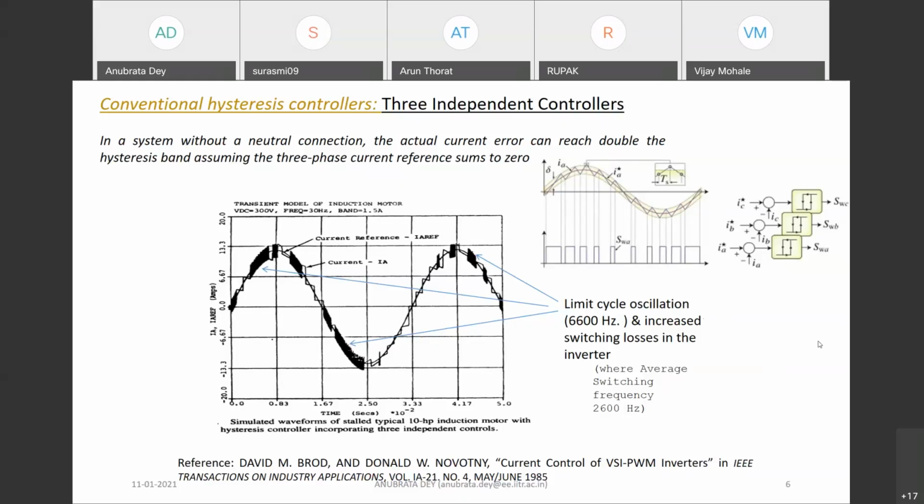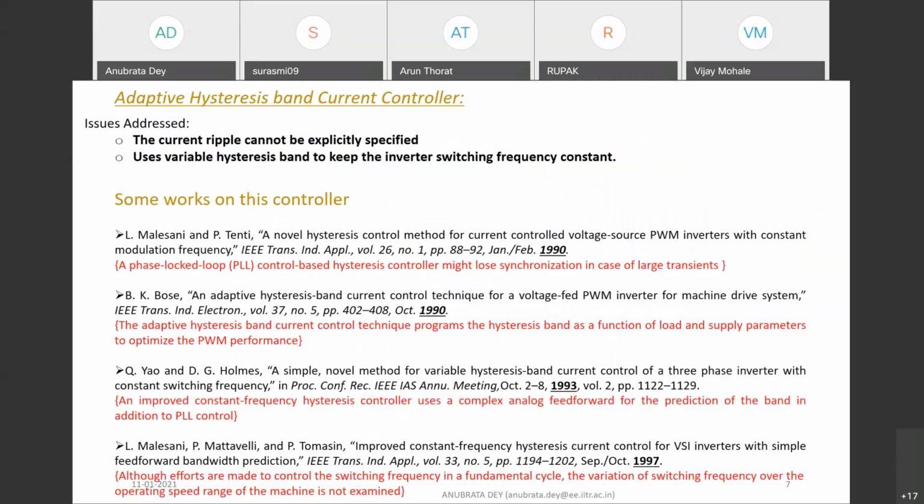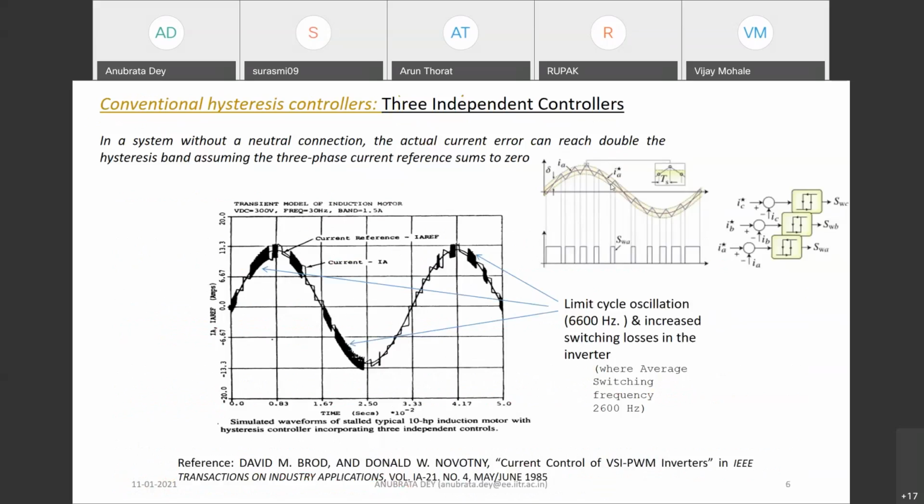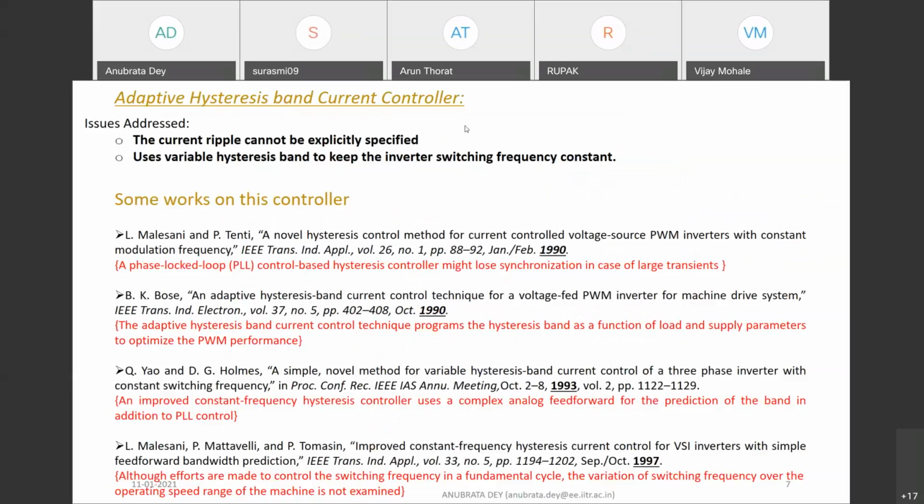So then people proposed the adaptive hysteresis band controller. They thought, well, fine, if we can control the band, the band need not be a constant band. The band means the shaded area you are putting here, on both sides of the reference, plus and minus, and it need not be equal. It can be variable. So that concept came, and people call it the adaptive hysteresis band. Depending on the scenario and condition of the operating point, you are changing this band. That's why it's called the adaptive hysteresis band controller.